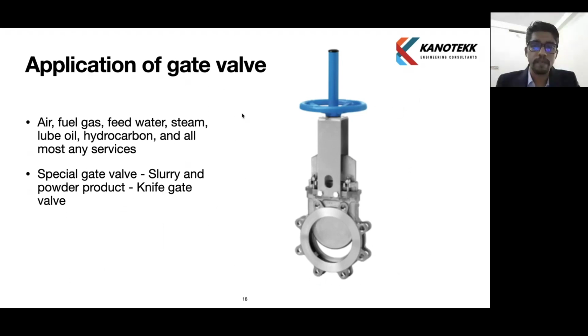The only thing is, the wedge which we can see in the picture is actually a knife type. It is a knife. It is a flat disc type that comes straight and sits on the seat. The seat can be metal type or with a rubber seal type. Metal type is preferred for high temperature applications.